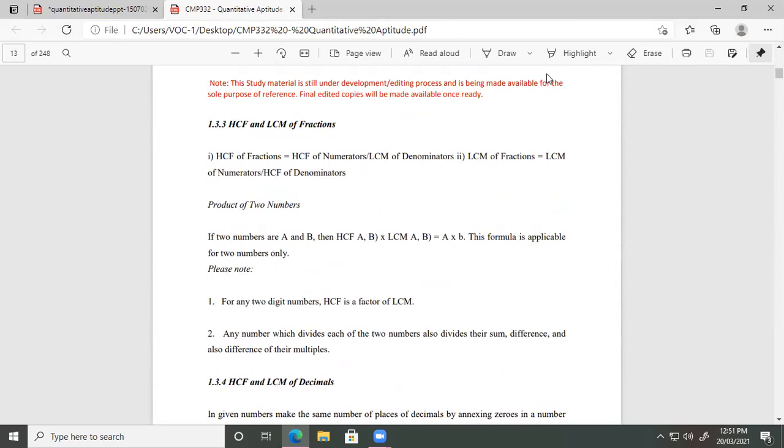So how will you calculate the HCF of fractions? First, we take the HCF of the numerators, divided by the LCM of the denominators. Then the LCM of the fractions is equal to the LCM of the numerators divided by the HCF of the denominators. Product of any two numbers: if two numbers are A and B, then HCF of A and B multiplied by LCM of A and B equals A into B. This formula is applicable for only two numbers. Okay.